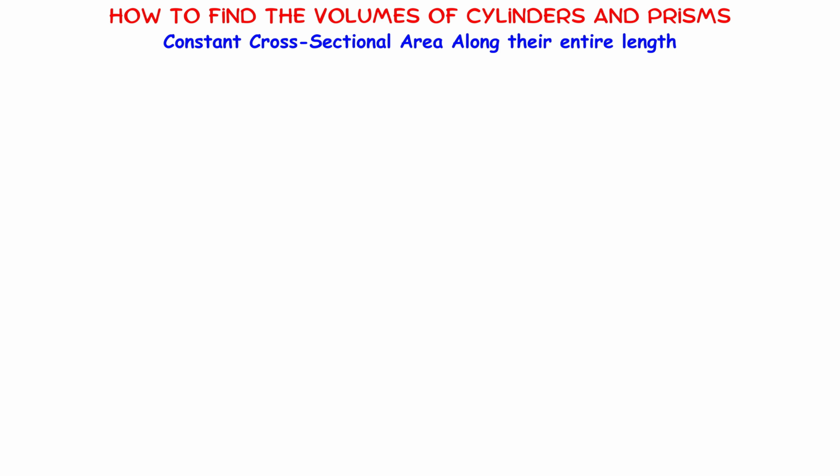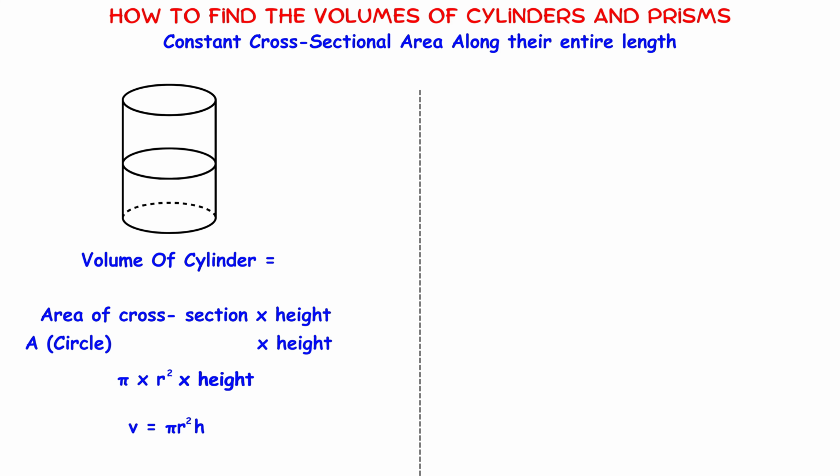In this video, we're going to cover how to find the volumes of cylinders and prisms. Now, the important thing to notice with these shapes is that they have a constant cross-sectional area along their entire length. For example, the cylinder has the same circular area here at the bottom, at the middle, and at the top, while the triangular prism has the same triangular area at the front, the middle, and the back.